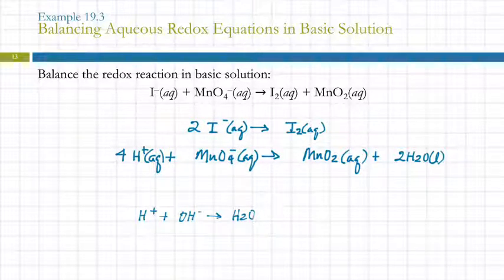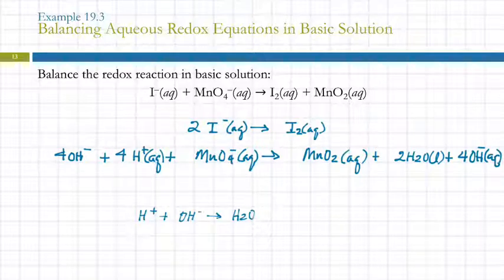So what we're going to do is add hydroxide ions to both sides. We have 4 hydrogen ions, so we're going to add 4 hydroxide ions. I'm going to add 4 hydroxide ions up here, and I'm going to add 4 hydroxide ions down here, over here. Four hydroxides and 4 hydrogen ions.